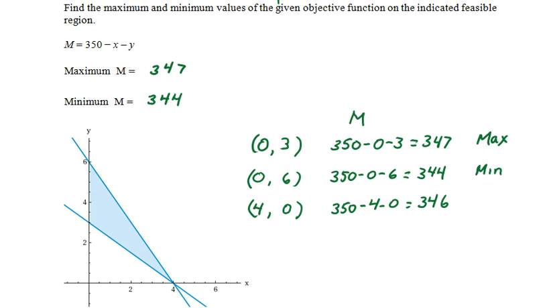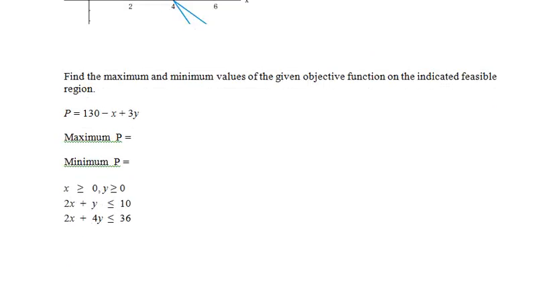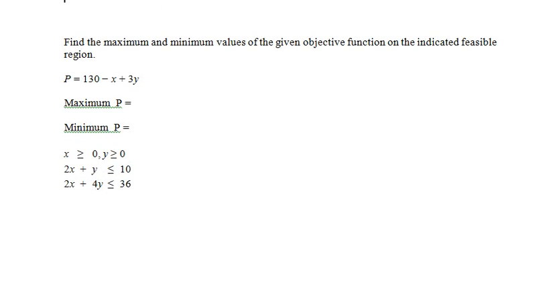We have a second example in this video. This time our objective function is called p. We're going to maximize and minimize p based on the feasible region, which is defined algebraically as x greater than or equal to 0, y greater than or equal to 0, 2x plus y less than or equal to 10, and 2x plus 4y less than or equal to 36.